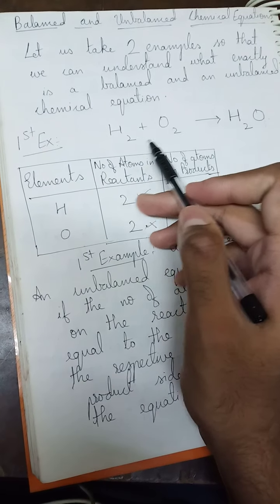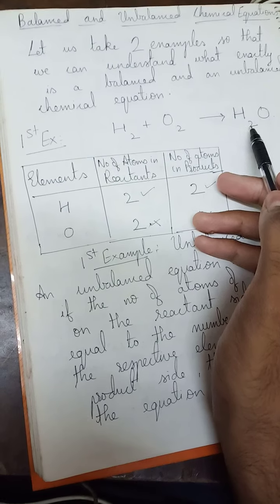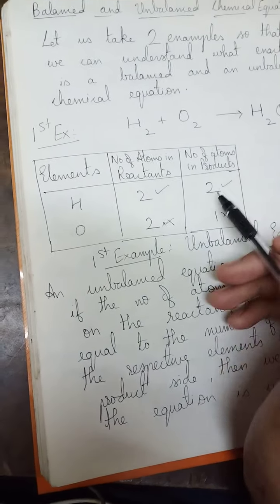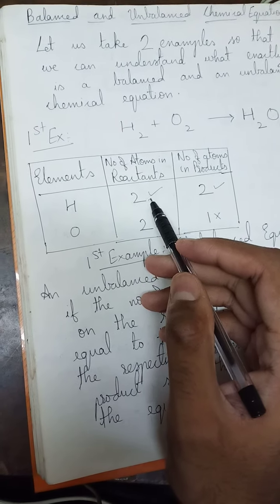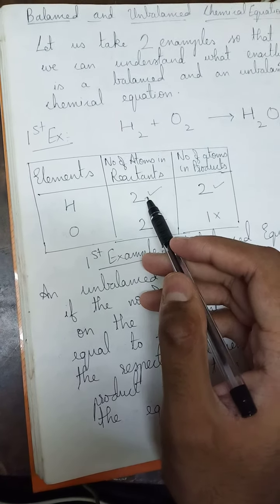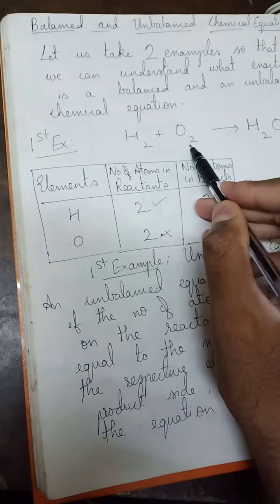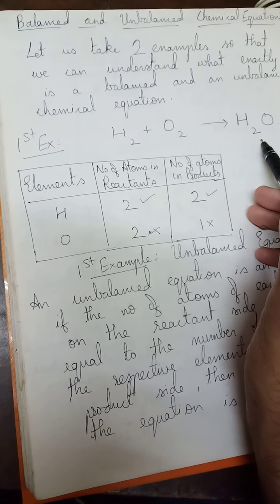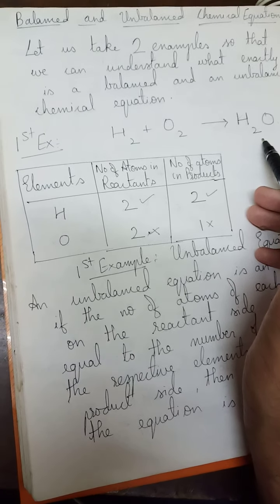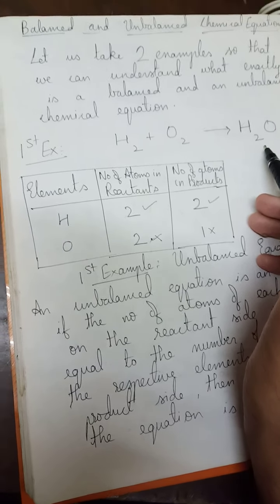In the first example, I have taken H2 plus O2, which gives rise to H2O: hydrogen plus oxygen gives rise to water. H2O is water, as you all know. For that I told you one rule, that we have to draw a table, and in one block we write elements, the next one the number of atoms in reactants, and the next one the number of atoms in products. So what are the elements in this equation? Hydrogen is one of the reactants, oxygen is one of the reactants. Both together combining give us the product called water. Water's formula is H2O.